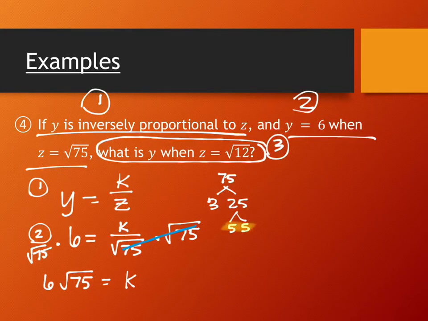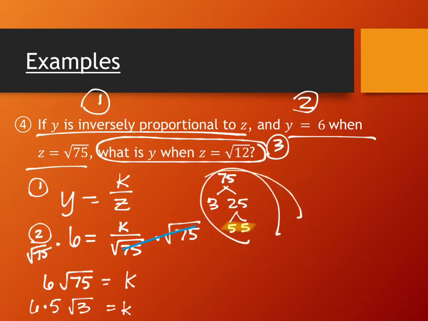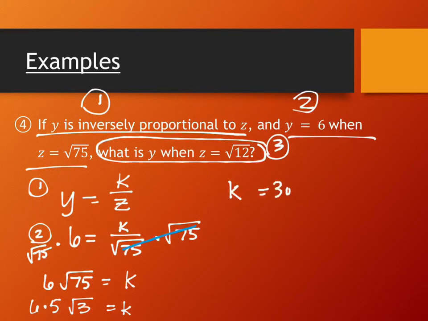So I have 2 pieces, this 5 and the 5, that will come out with my 6. So I have 6 times, there's my 5, and then the square root of 3 that remains. So my k value when combined, this will give me 30. So my k value is 30 square root 3. Is that good for everybody? 30 square root 3? Okay. So the final result of that step 2 is to write the equation with k evaluated in. So that is y equals 30 square root 3 over z.